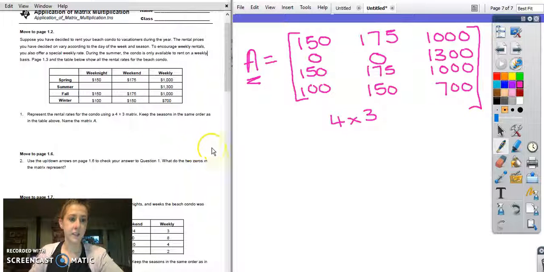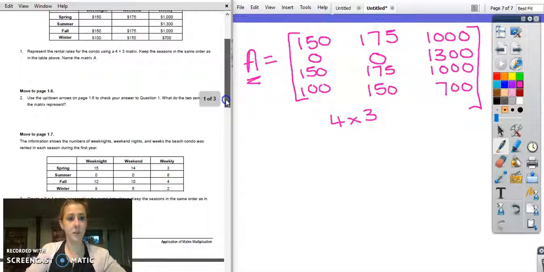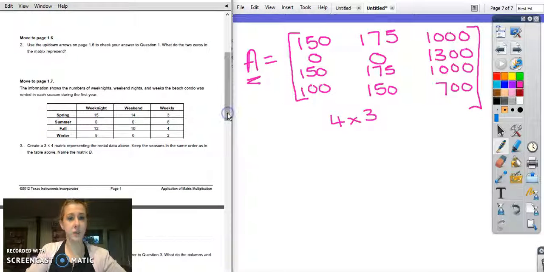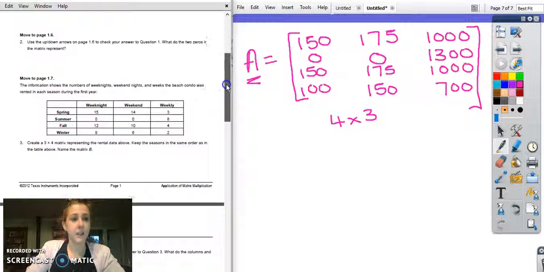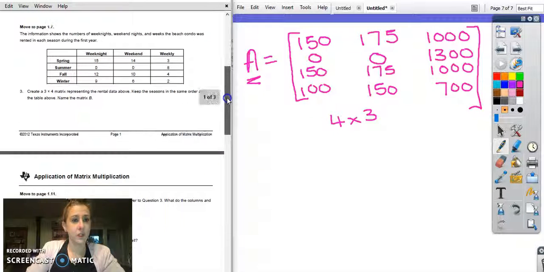So that's question 1 just there. Question 2 wants us to talk about what the zeros represent. They're the placeholders for the fact that you can't rent anything other than a full week during summer. Okay, moving down to the next question.